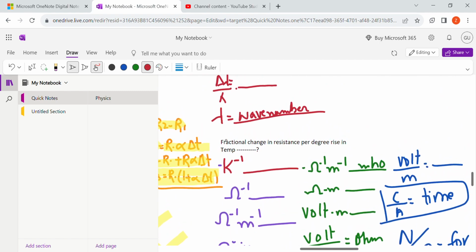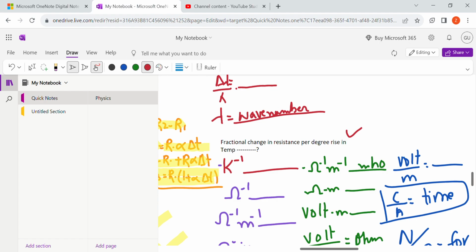Delta R upon delta T is known as the fractional change in resistance. That is what it is called. If I ask you the question, the fractional change in resistance per degree rise is what? We just learned that it is the coefficient of resistivity. Alright, so here are a few MCQs that might come in the exam.